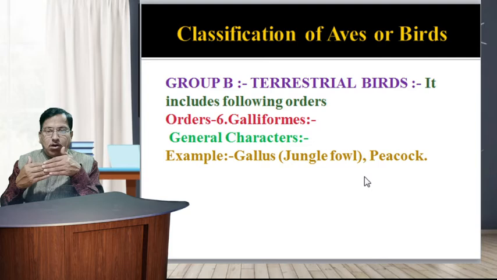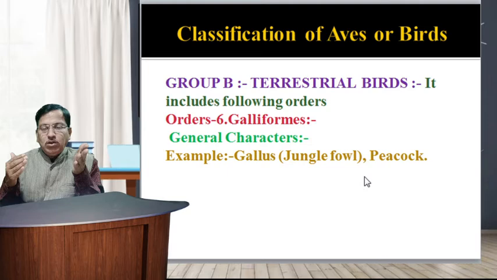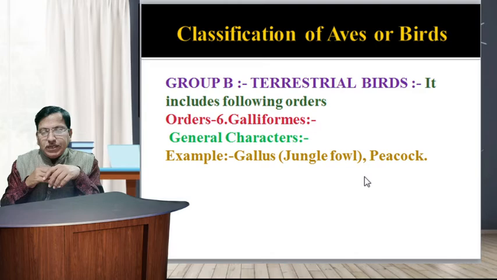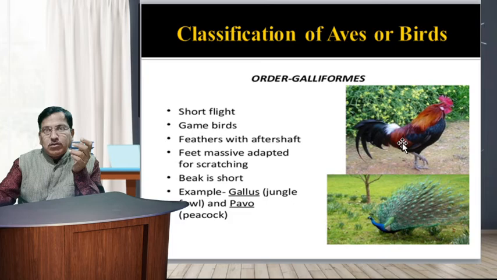Order six is Galliformes. General characters of the Galliformes include game birds with short, powerful flight, feet usually massive, adapted for scratching and running, with short feathers, graminivorous, meaning they eat grain. Palatable. Examples are Gallus, jungle fowl, and Pavo cristatus, the peacock, which is the best example of this animal group. This is Gallus gallus, the jungle fowl. This is a peacock.